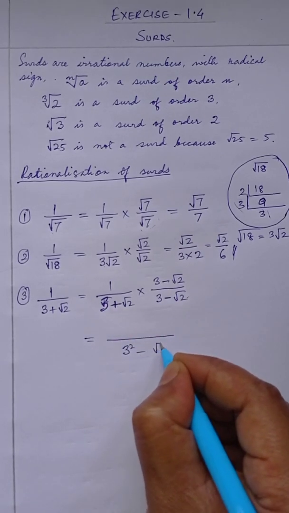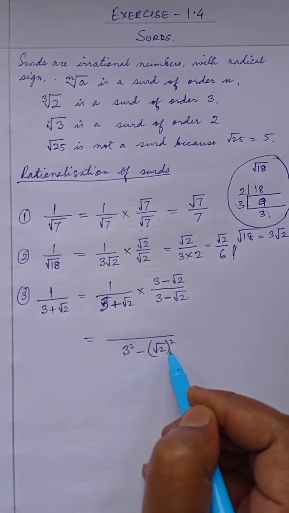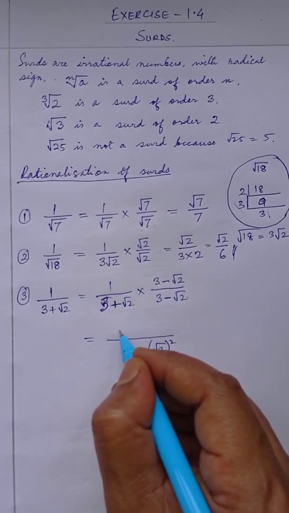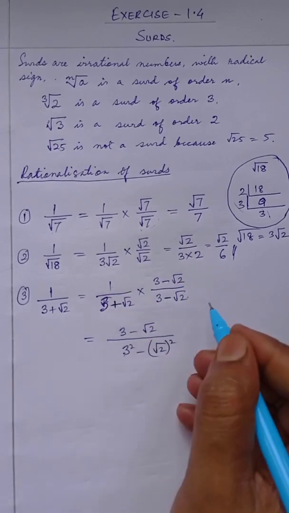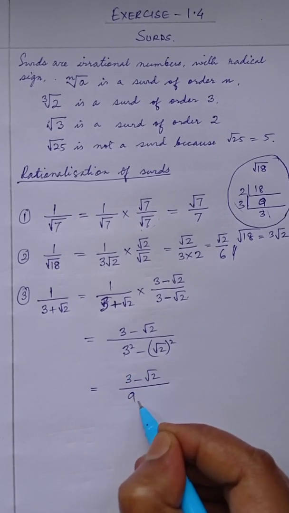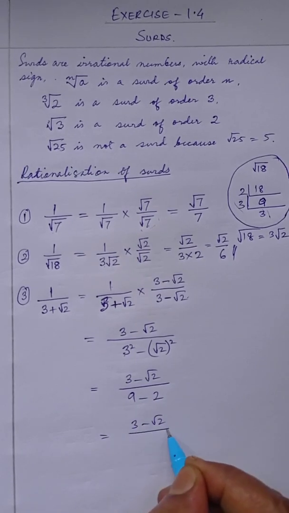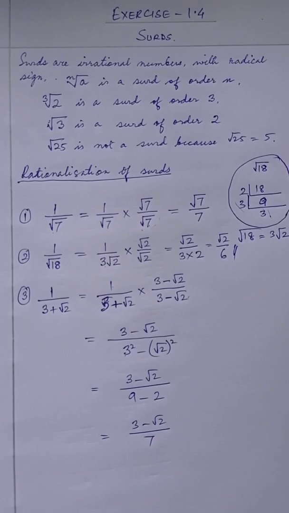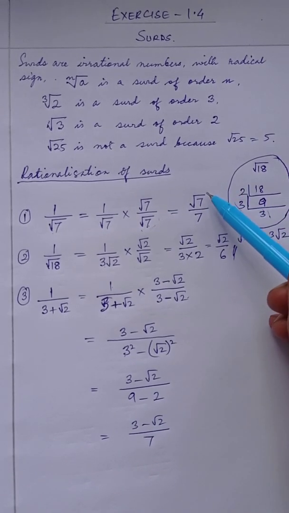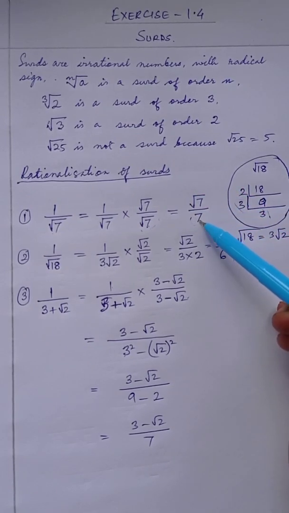A square minus b square. If I multiply this to get a square minus b square, and multiply the other by 1, since 1 into anything is the same, you get 3 minus root 2 over, 3 square is 9 minus root 2 square is 2, so 7. As I have told you before, if I have removed the root from the denominator, I have rationalized it. If the root is lying up here, there is no problem. The denominator should not have root.